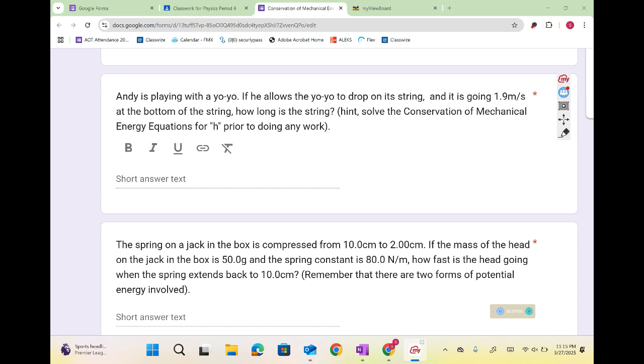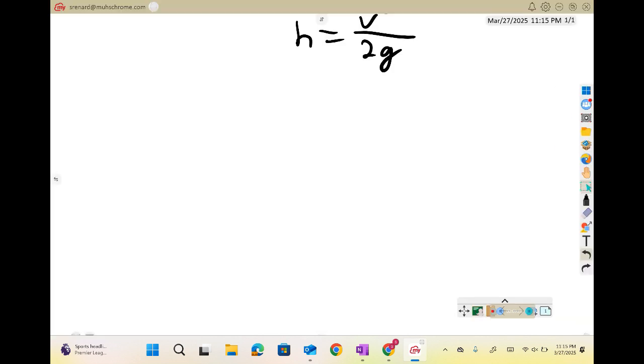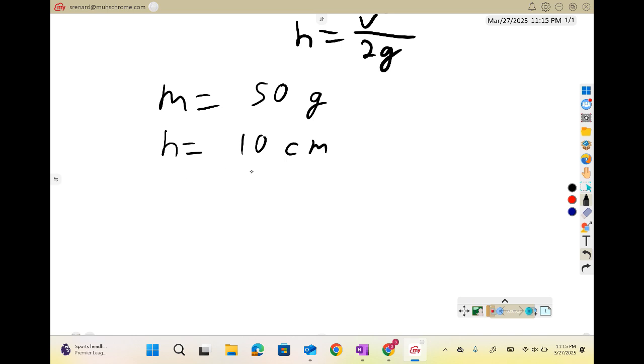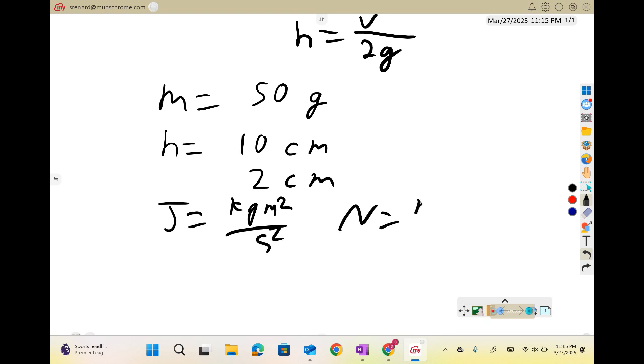The jack-in-the-box problem. A couple things with this problem. First, notice that the mass you're given is in grams, 50 grams. The distances you're given, the heights, so to speak, are 10 centimeters and 2 centimeters. We are dealing with things like joules, which is kilogram meters squared per second squared, or newtons, which is kilogram meters per second squared.